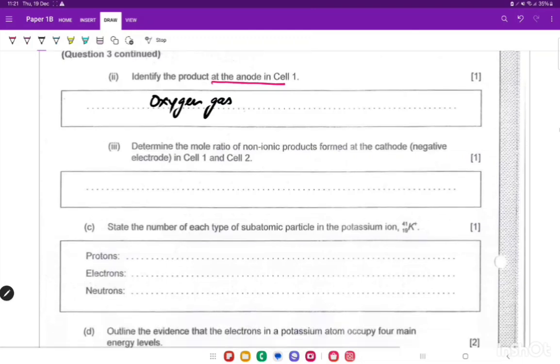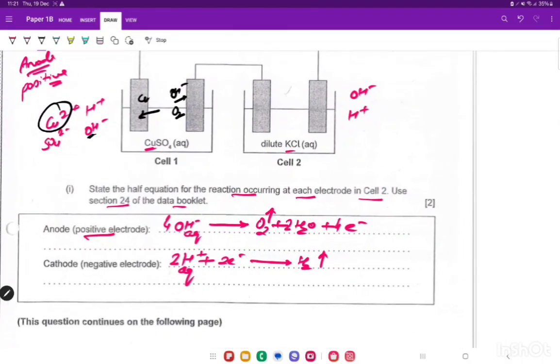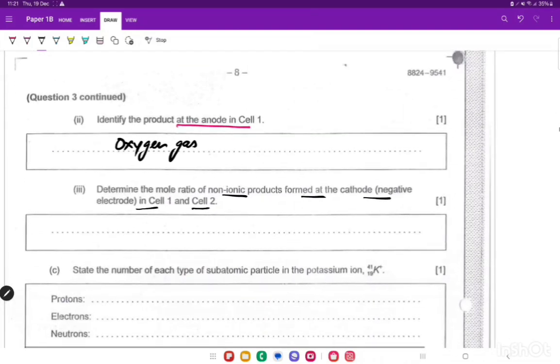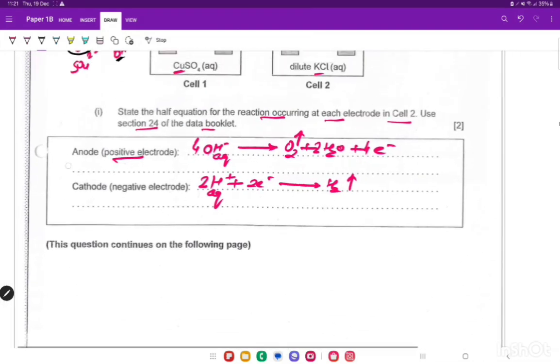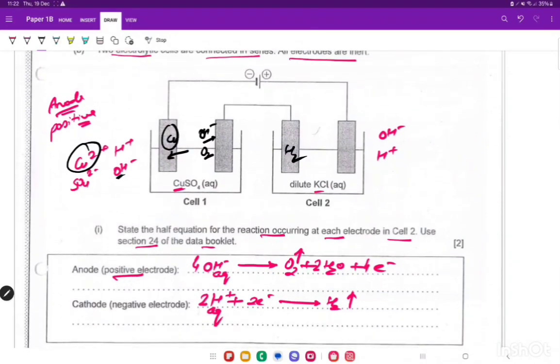Next, determine the mole ratio of non-ionic products formed at the cathode in cell 1 and cell 2. The non-ionic products formed at the cathode in cell 1 is copper, and in cell 2 hydrogen gas is produced.